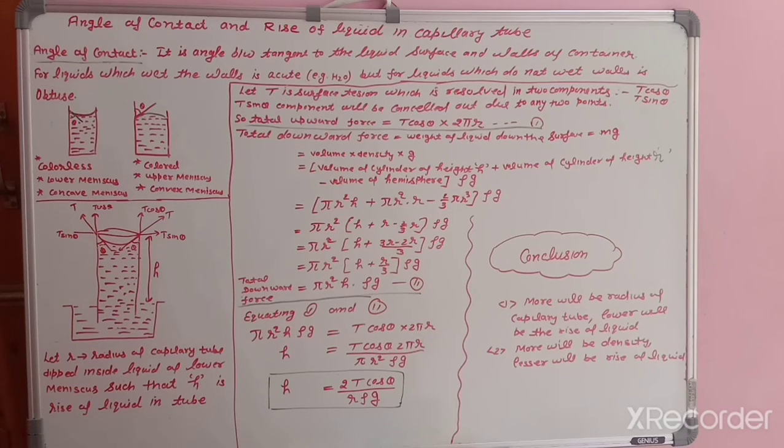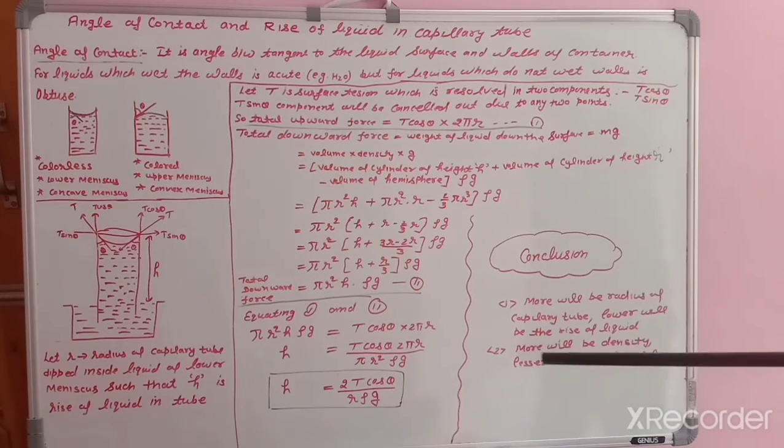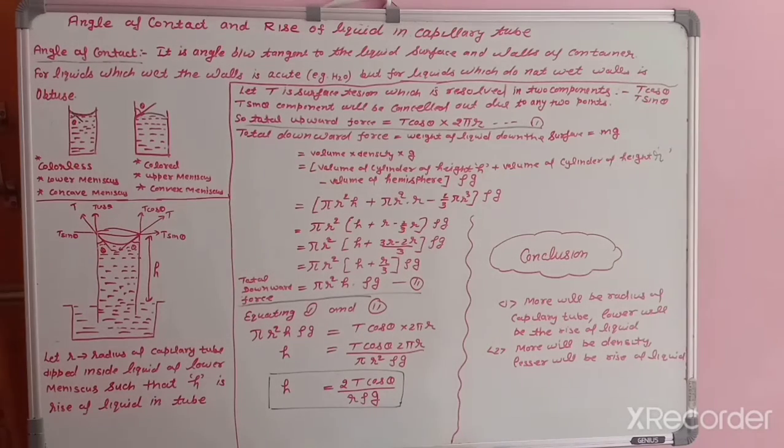The thinner the tube, the more will be the rise of the liquid. Lesser will be the radius, more will be the rise of liquid. Okay, so this is the conclusion. More will be the radius of the capillary tube, lower will be the rise of liquid, and vice versa. Means if the radius is less, the rise will be more. Similarly, it is inversely proportional to density also. That means if density is more, lesser will be the rise of liquid in the capillary tube.